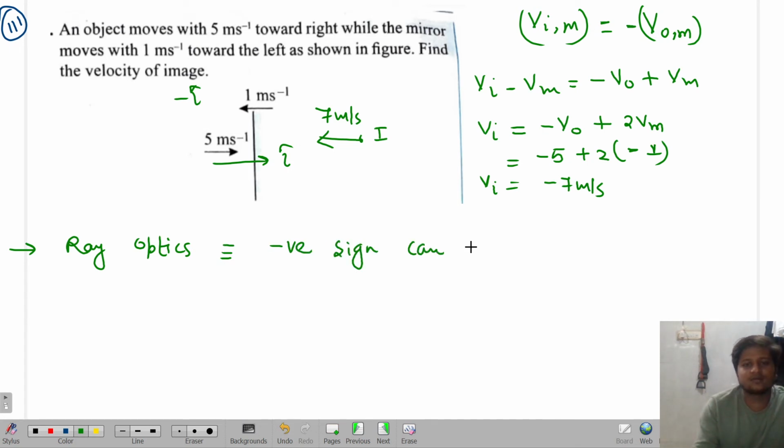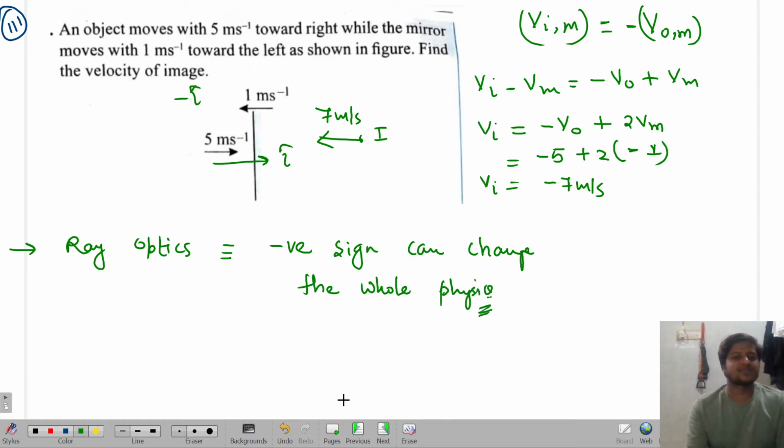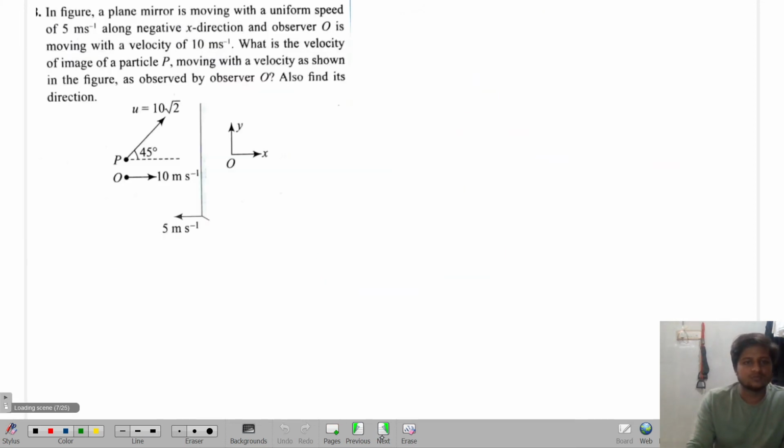You can change the whole physics. Okay, so this negative sign can change the whole physics in ray optics. Got it? Okay. Move to the next question. I'll send this question in the group. You will have to solve this question by yourself.